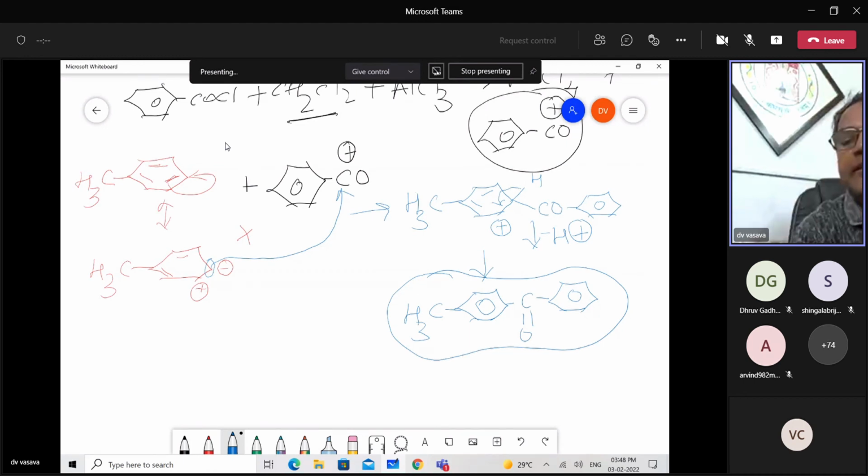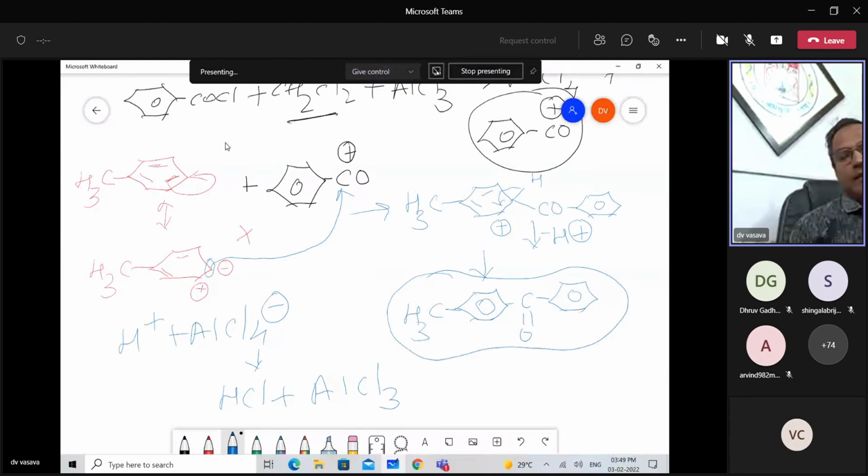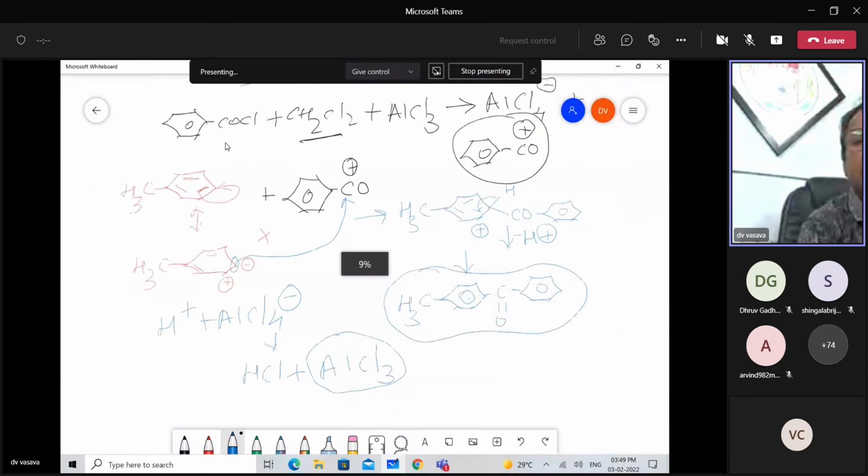Now here H plus is released. The H plus that was there is released from the toluene ring, and AlCl4 minus is there. So again we will get HCl plus AlCl3. So this is the catalyst AlCl3, that is why we are getting it back in the reaction. So this is all about the reaction mechanism.